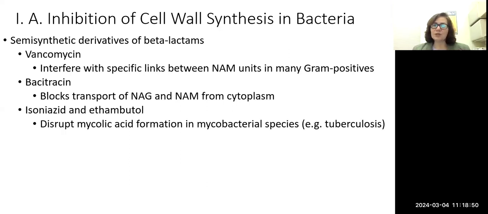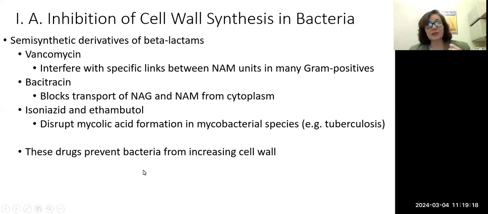Isoniazid and ethambutol. These are focused on interfering with the cell wall, but it's specifically in mycobacterial species. Things like tuberculosis is when you'll see isoniazid and ethambutol being administered.